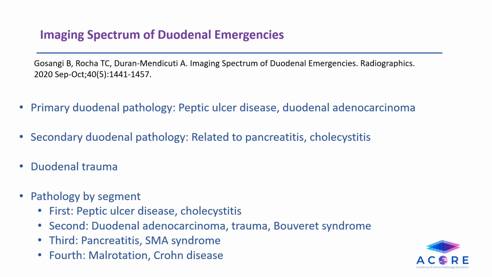The article provides a handy breakdown of duodenal pathologies by segment, with ulcers commonly affecting the first segment, duodenal adenocarcinoma in the second segment, pancreatitis in the third, and malrotation affecting the fourth segment.